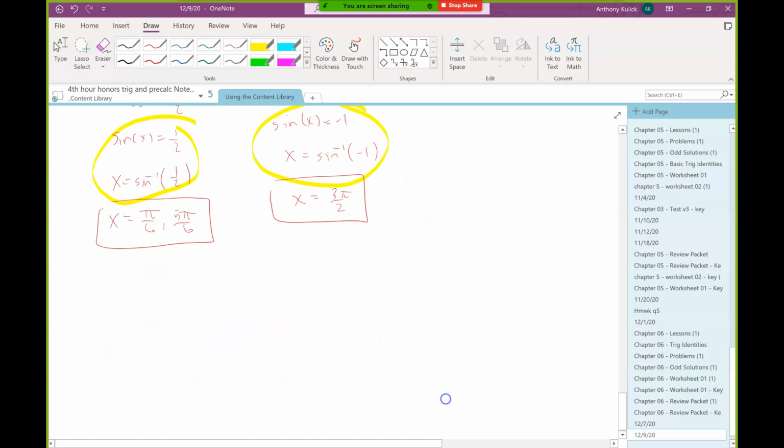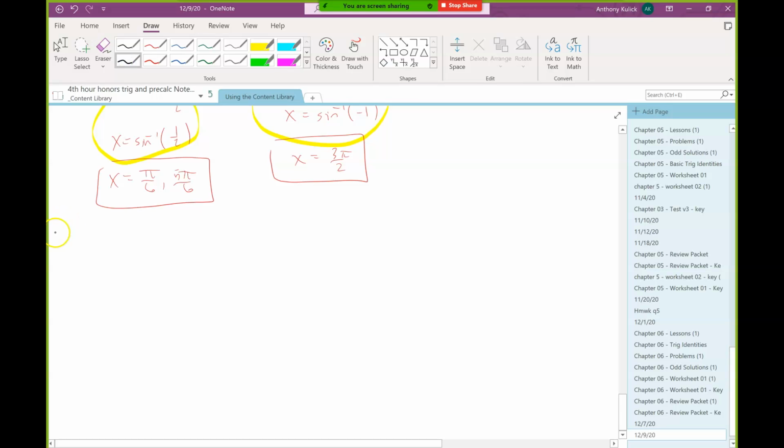So let's do one more, and then we'll call it quits for today. So let's say solve, let's do all solutions. Well, actually, no, let's do this one. We'll do this one instead. So we're going to solve the interval -4x to -2x.